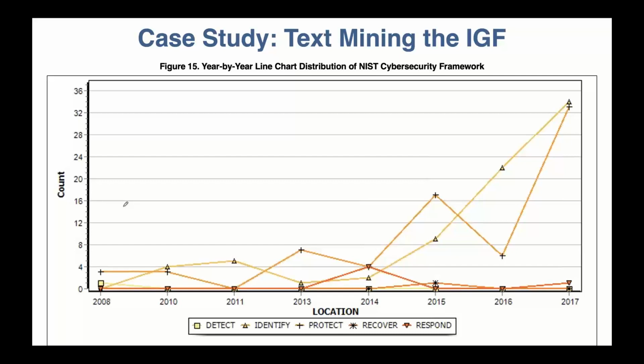And then for this category of identify, it continued every year with more and more people talking about it the way that it was identified in that NIST cybersecurity framework. 2016 saw a little bit of a dip in the area of protect, but then it jumped as well in 2017. So one could say that there's a relationship between the introduction of that concept at NIST and the discussion of those concepts, or the way people talked about those concepts within the Internet Governance Forum.